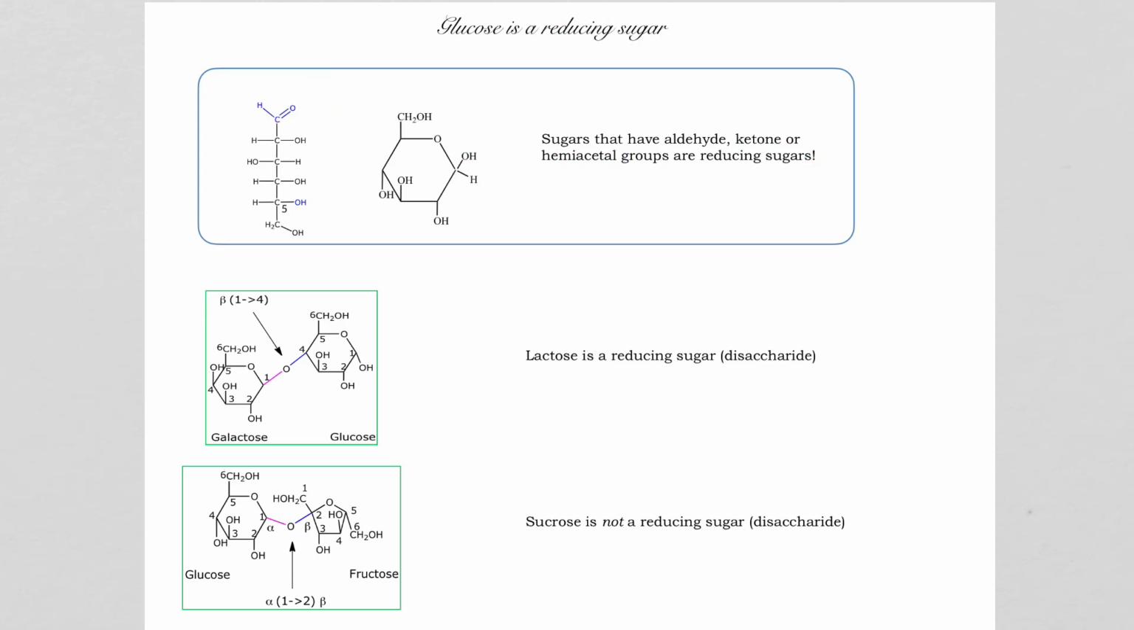Here's another sugar, lactose. You can see lactose is made up of galactose joined to glucose. If you look at this part here, you don't see any aldehyde or ketone, but if you look at this carbon, this has an OR and an OH, so this is a hemiacetal. Because there's a hemiacetal present, lactose is a reducing sugar. This hemiacetal can open up to give you the aldehyde. Lactose is a disaccharide, meaning there are two sugars joined together, and it's a reducing sugar.